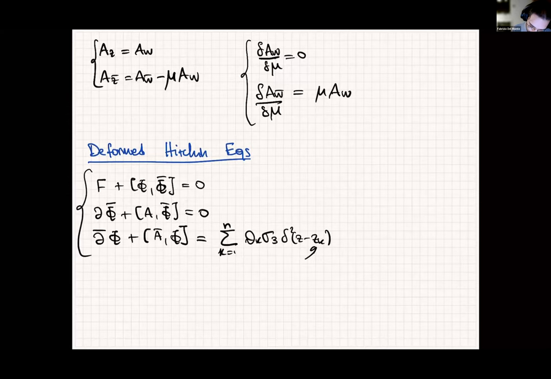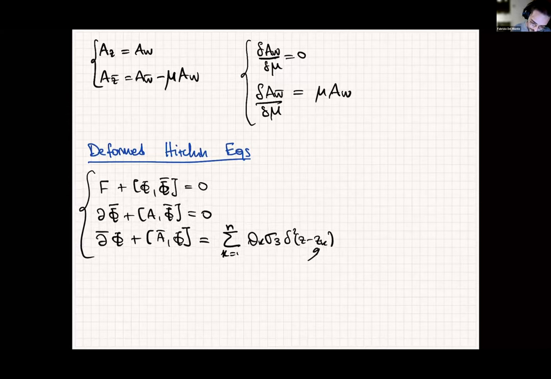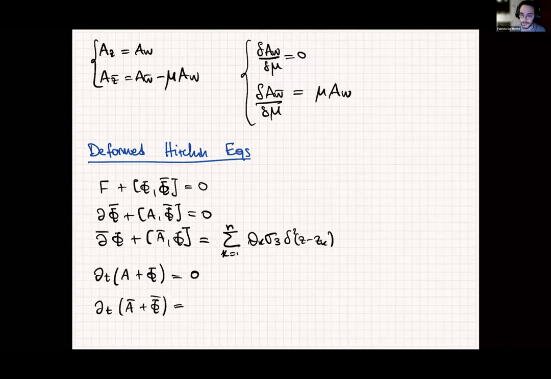Yeah, I still have the Hitchin equations here, and these are still the same. But then I also get that d_t of A plus phi is equal to zero, and that d_t of A bar plus phi bar. This t is any specific complex modulus of the Riemann surface, and the change in this modulus is generated by some specific Beltrami differential mu_t. And so we get these other two equations. So we're getting an augmented Hitchin system, a deformed Hitchin system.